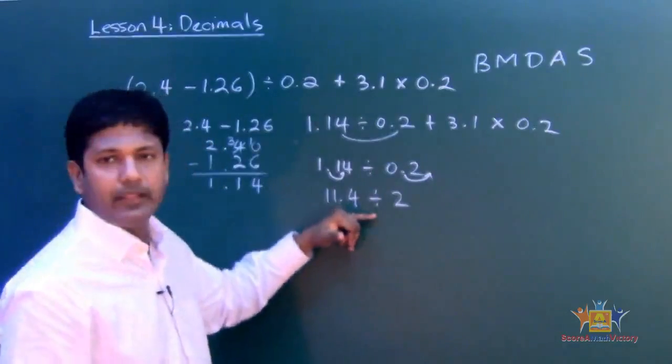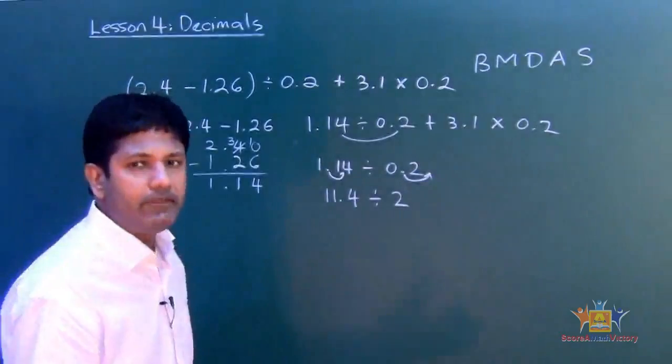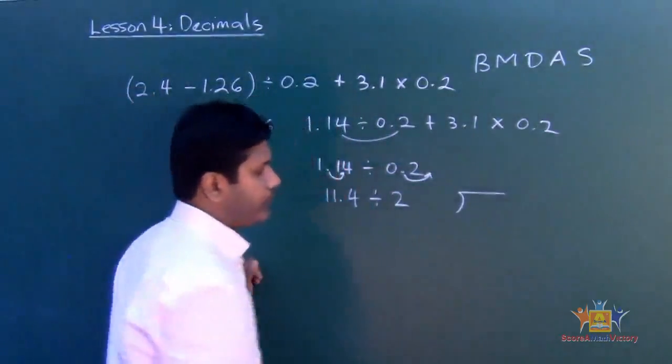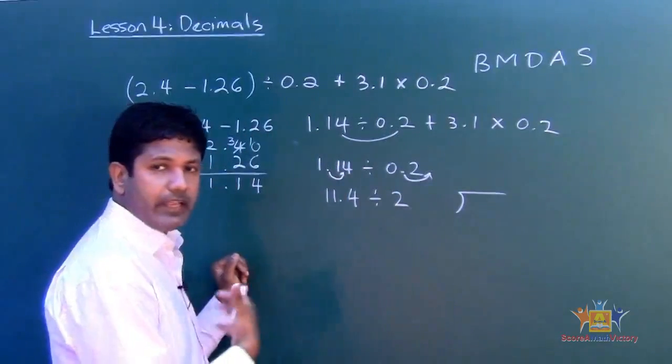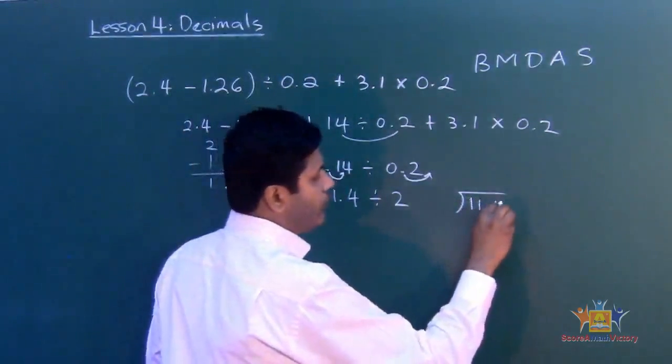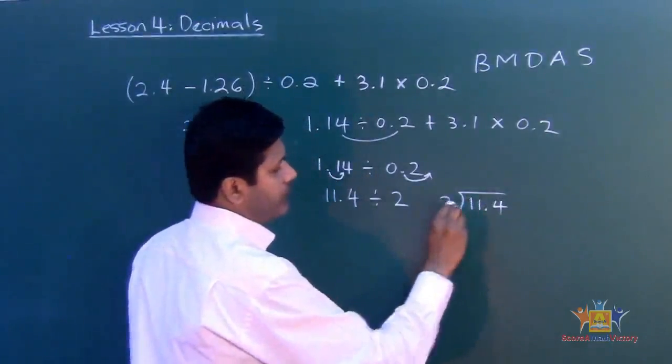So when you have something like this, you do the long division method. So we're going to use the cage approach. So Mr. Mac is going to put the cage. 11.4 is kind of into Mr. Mac. I'm going to put inside the cage. So I'm going to put 11.4. The 2 is kind of out. I'll put outside the cage.